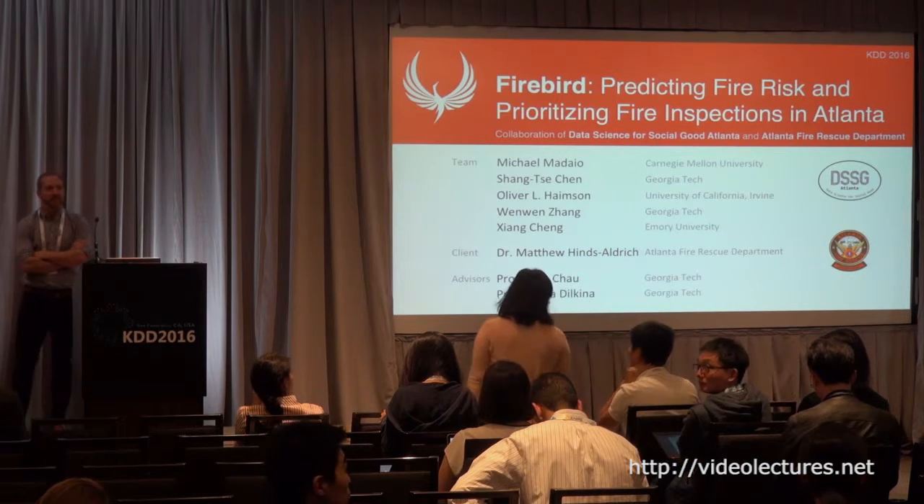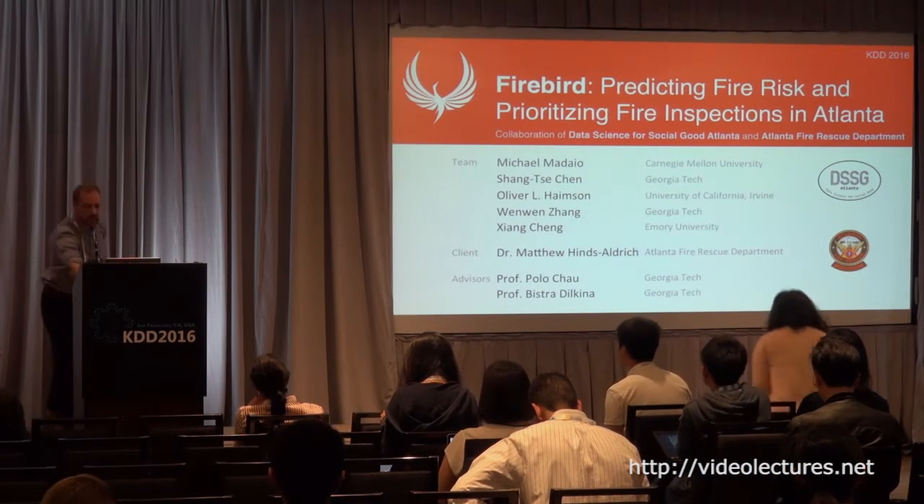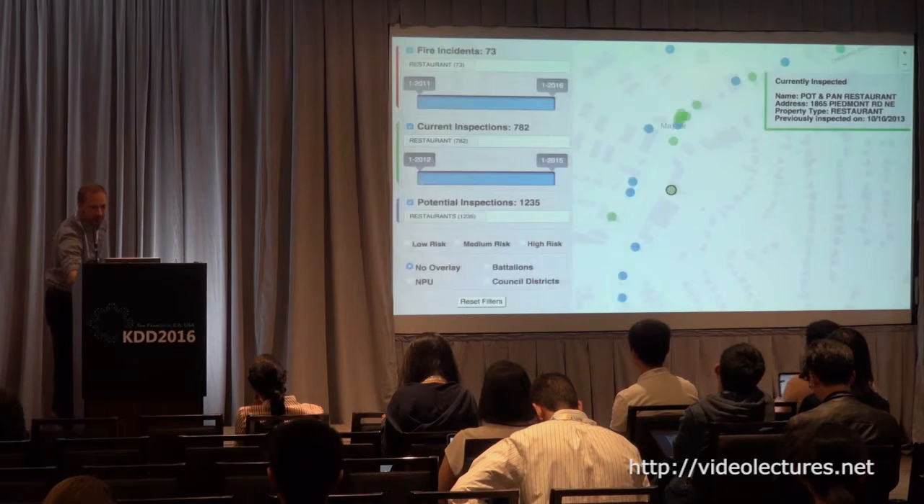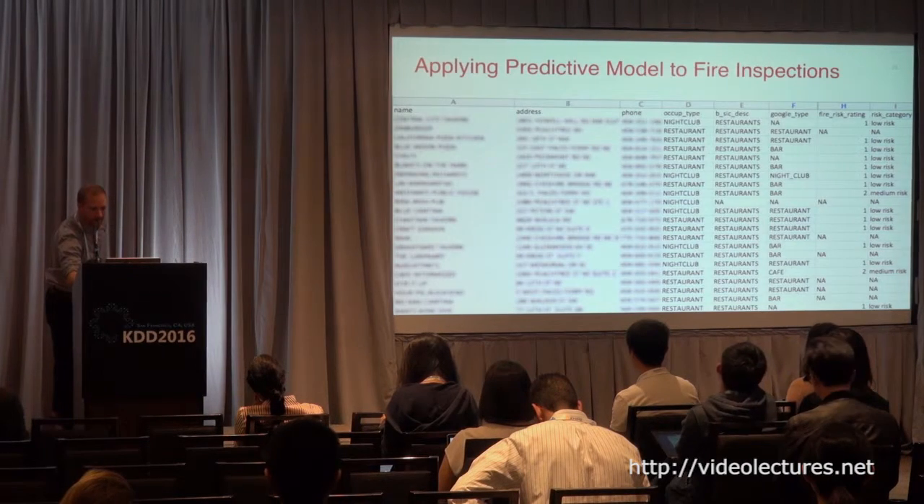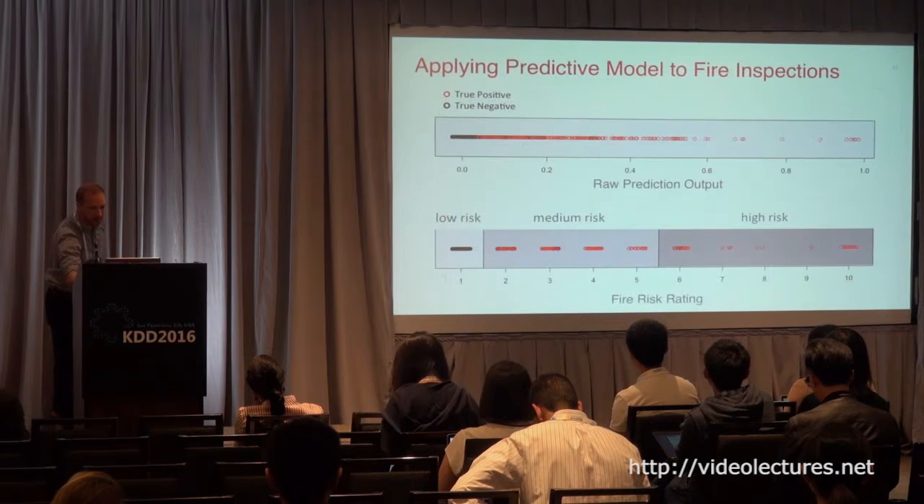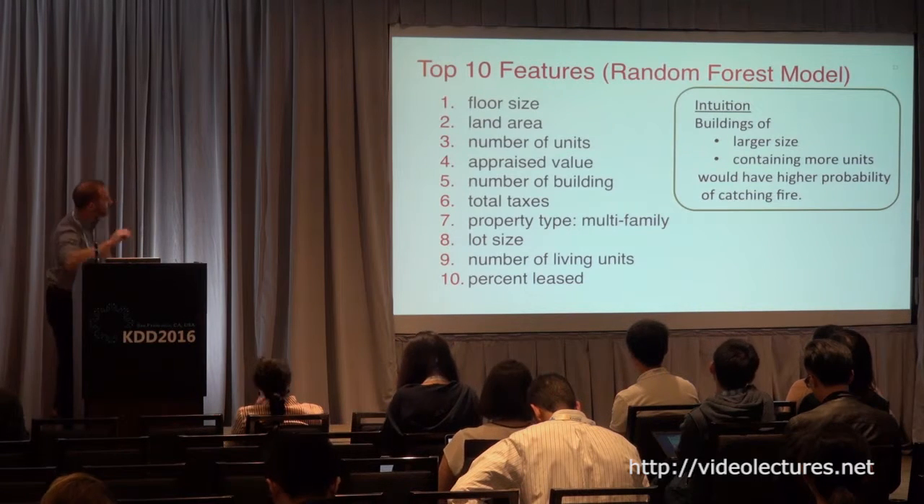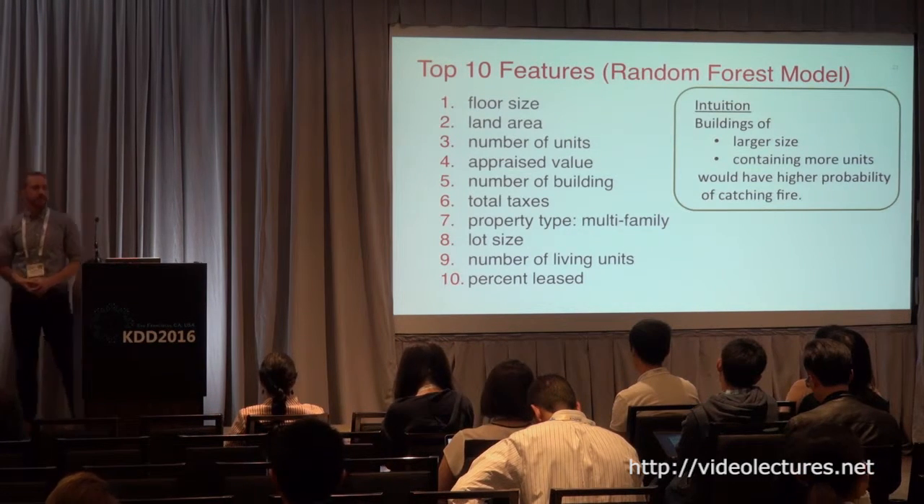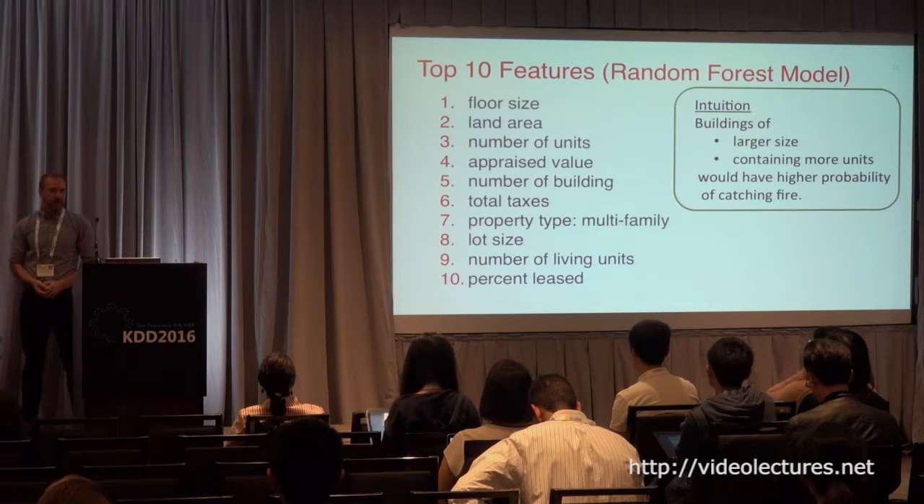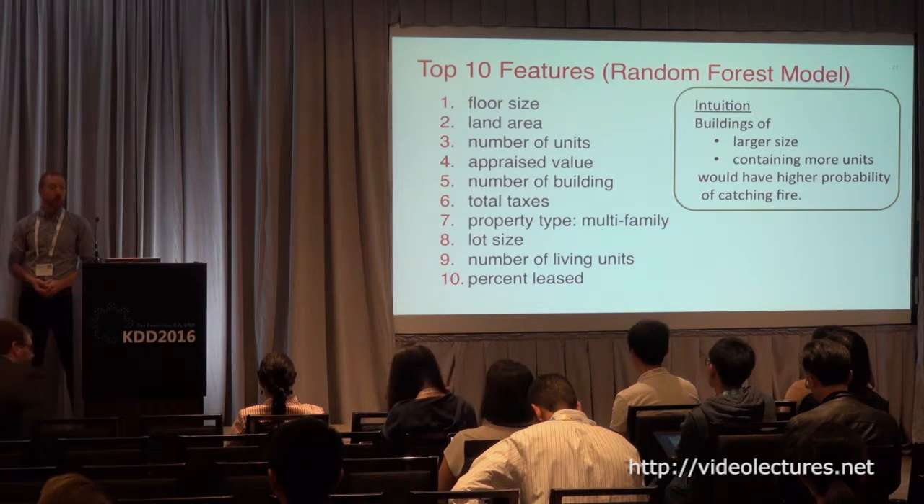Hi. Could you pull up the slide where you showed the top features? It's further down, further back. That one. Yeah. So these were for the risk or for the potential places where fire could happen, or is it for the risk score? For the risk of fire.